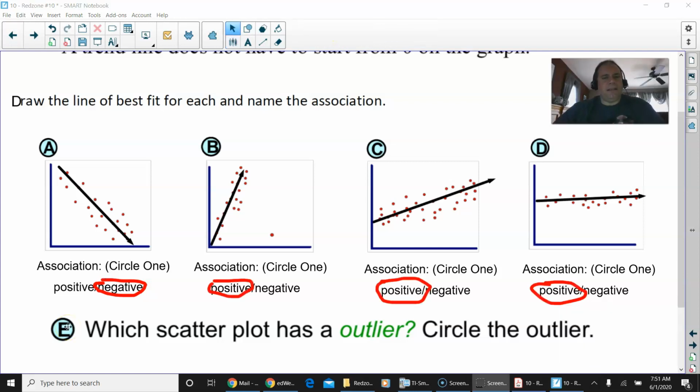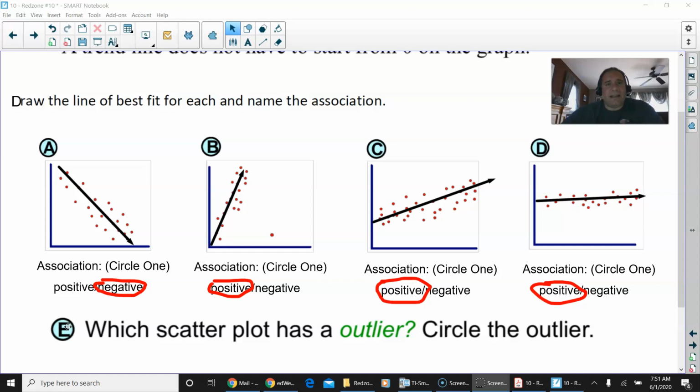All right, so B, I drew that trend line right in the center of all those points, and it is a positive association. It goes up from left to right. C, same thing. Positive association goes up from left to right. Realize it does not start at 0, my trend line, and that's okay. It's still going up from left to right. And D, slightly, I mean ever so slightly, goes up from left to right, and it's a positive trend.